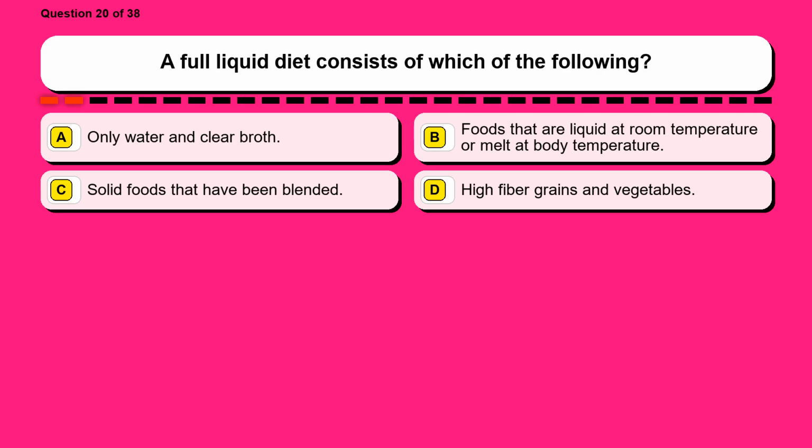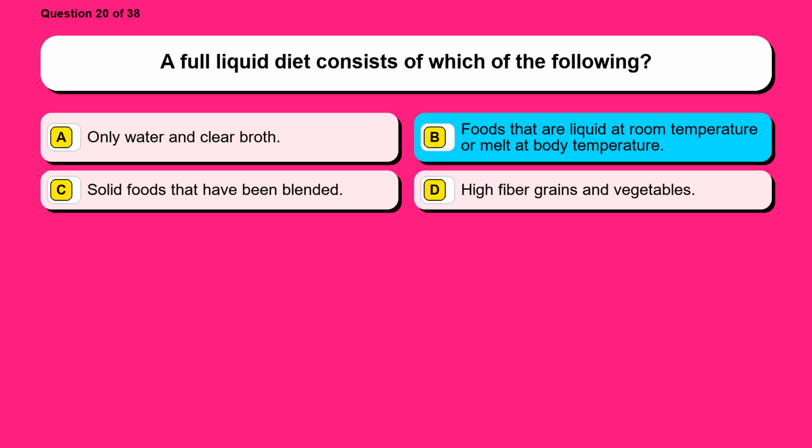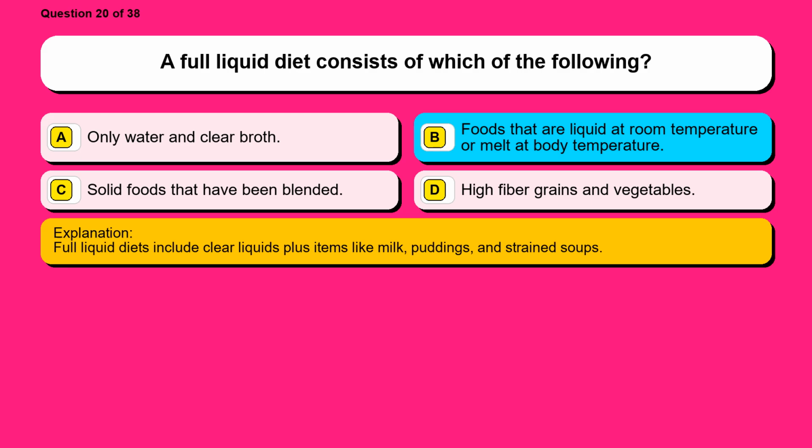Question 20. A full liquid diet consists of which of the following? Option A, only water and clear broth. Option B, foods that are liquid at room temperature or melt at body temperature. Option C, solid foods that have been blended. Option D, high fiber grains and vegetables. The correct answer is option B, foods that are liquid at room temperature or melt at body temperature. Full liquid diets include clear liquids plus items like milk, puddings, and strained soups.